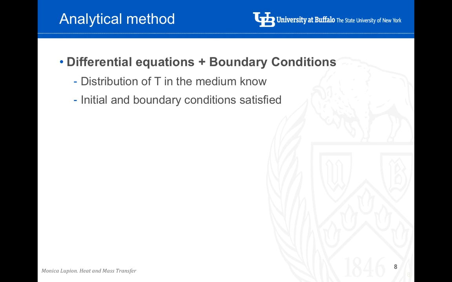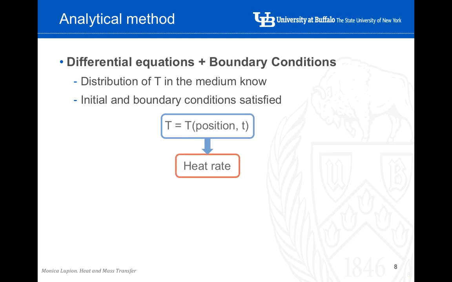What is new here in the case of unsteady state conduction is that in addition to the boundary conditions, we also need to consider the initial conditions. So the initial conditions must be satisfied. First of all, we need to know the function of the temperature in relation to the position and time. And once we know that, then we can apply Fourier's second law in order to calculate the energy exchange.